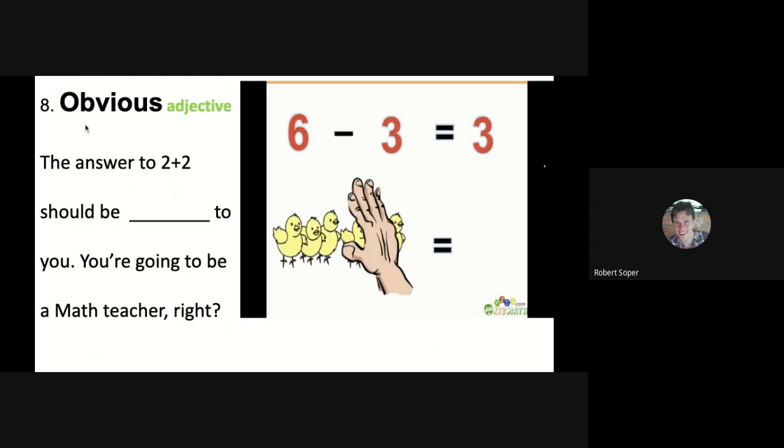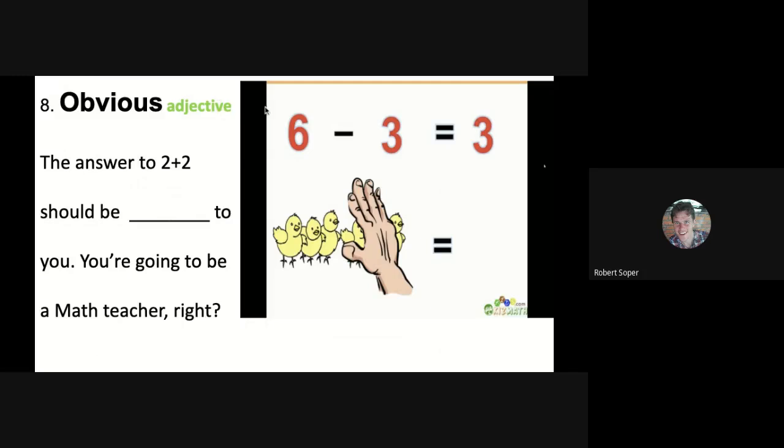Let's move on. This word is obvious. Obvious is an adjective. It means easy to notice or understand. A synonym for obvious is evident. Another synonym would be clear. So something that is clear is obvious. Something that is evident is obvious.